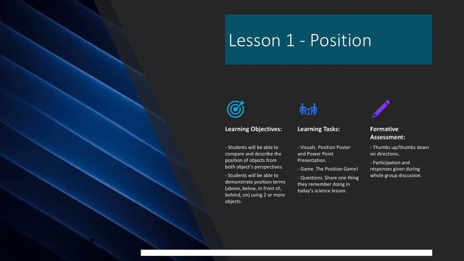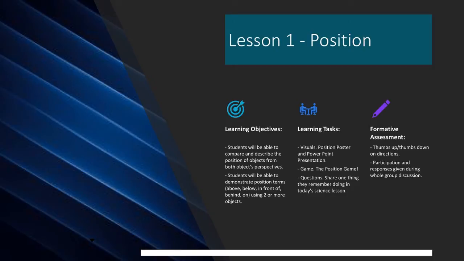Lesson 1 is about position. We're going to see above, below, in front of, behind, on. We're going to do this working with some objects. I'm going to have a lot of visuals in the classroom. I'm going to have a position poster and a PowerPoint presentation.